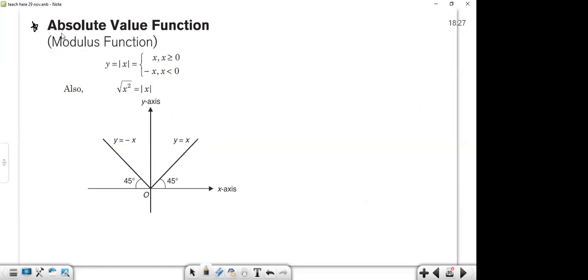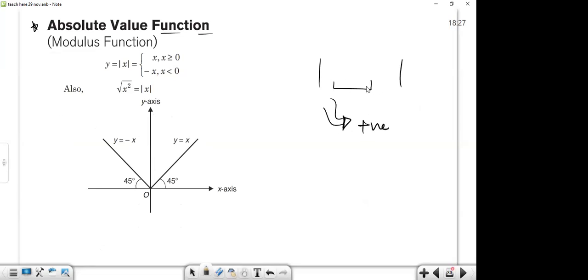Now discussing the absolute value function, the modulus function. y equals modulus of x. Simple. Its function is: I don't care whatever is inside, I'll make the outcome positive.